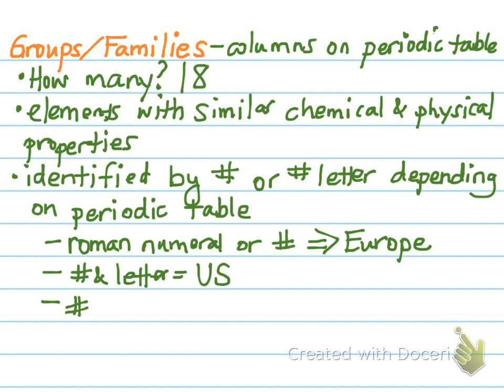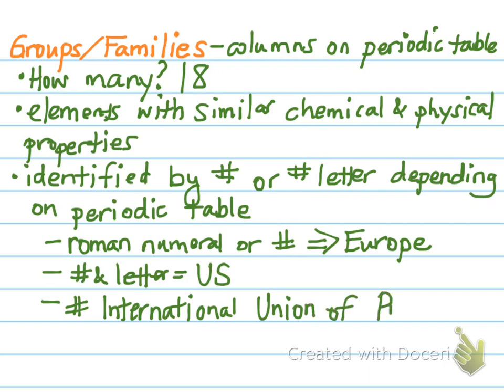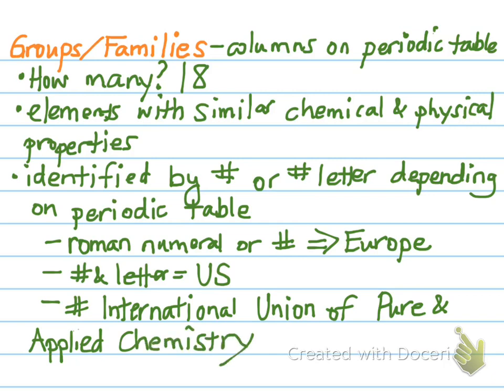When you have just a number, sometimes it is a periodic table that was published by the International Union of Pure and Applied Chemistry, which is an international group that oversees chemistry, abbreviated IUPAC.